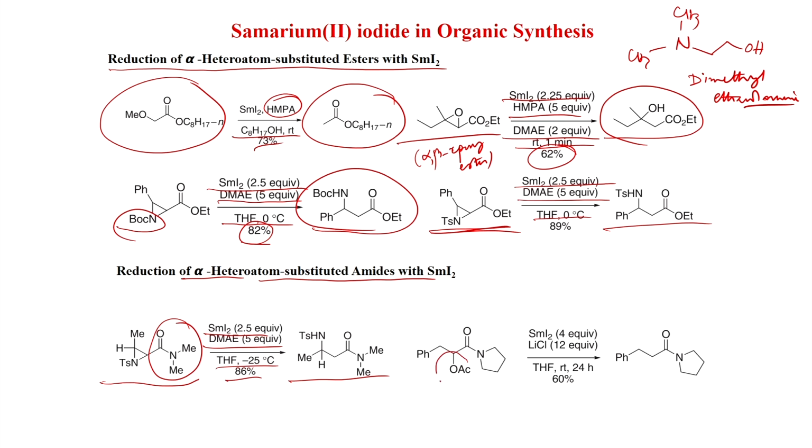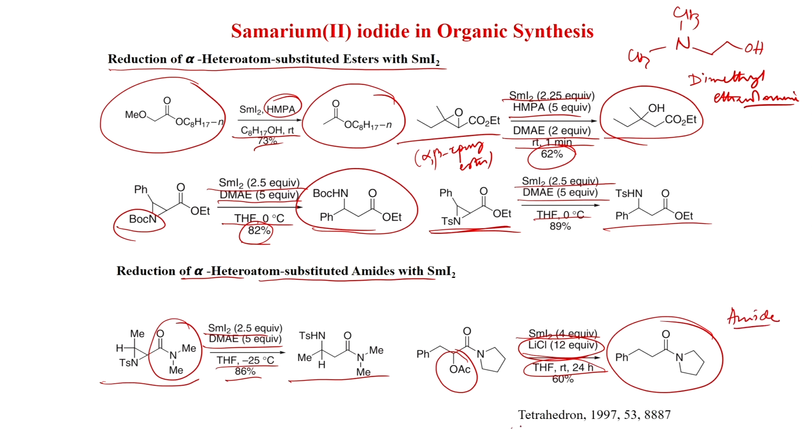Here an acetate group is present, and when samarium iodide 4 equivalent and lithium chloride 12 equivalent are used under this condition, THF room temperature, 24 hours, you get 60% yield of this product. So, this is very important, the acetate group here is eliminated and you get the unsubstituted amide in 60% yield. This work was published in Tetrahedron 1997.